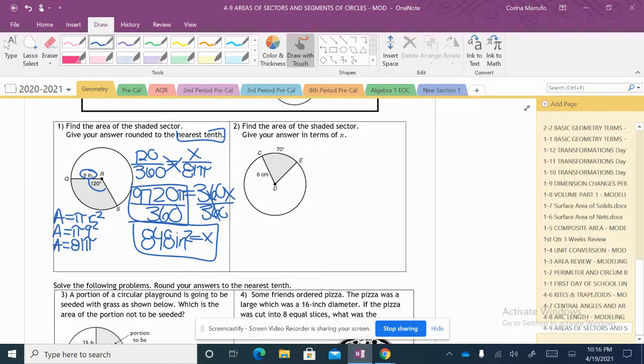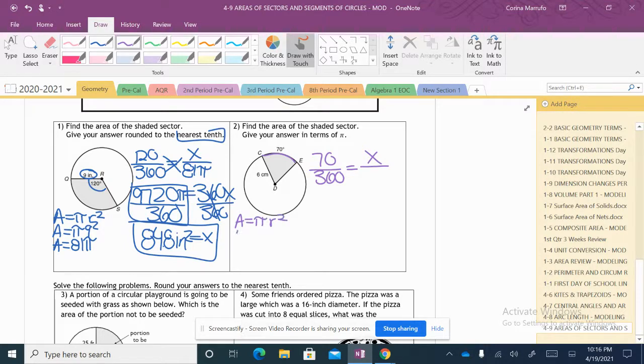All right, the next one. Here our angle is 70, out of a total of 360, is equal to the area of the sector, and we need to put that over the total area. I'm going to find it off to the side.